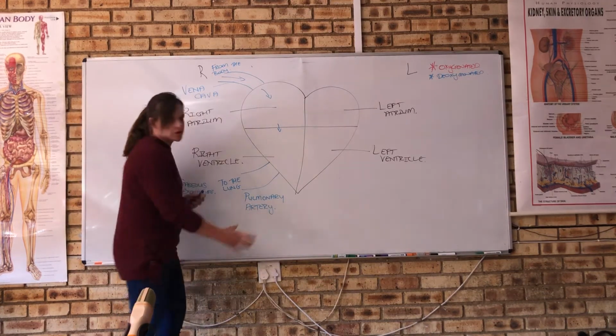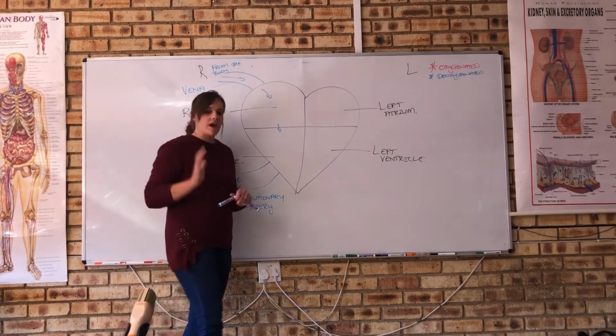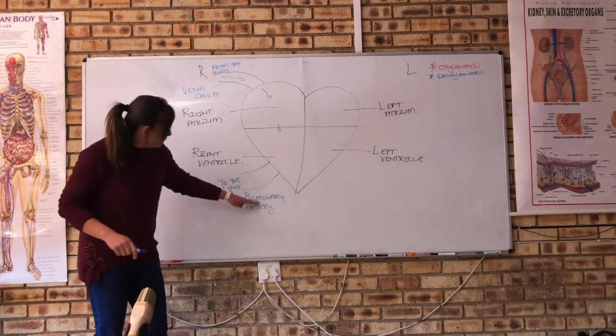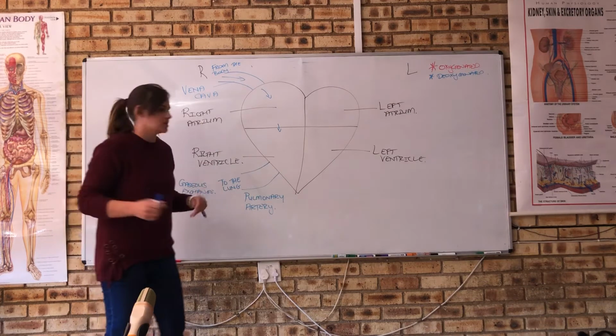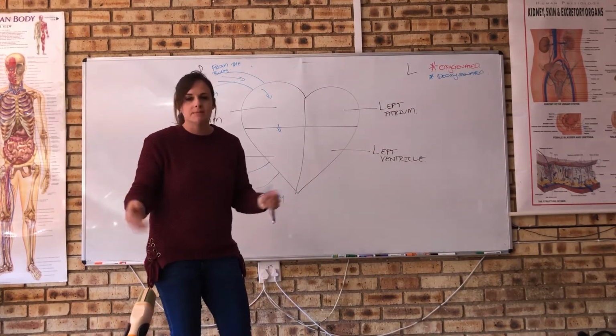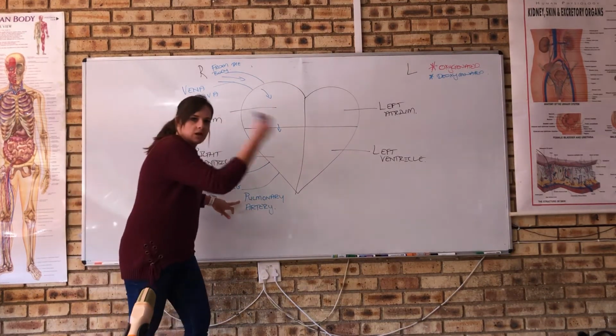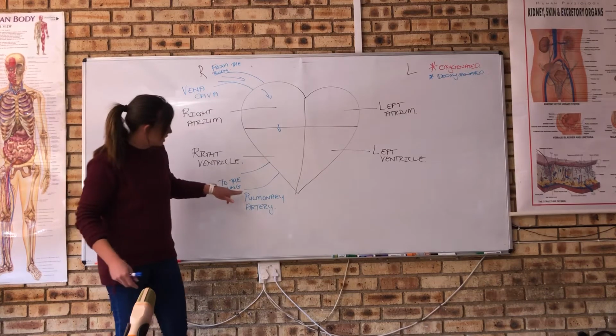Why is it called an artery? Because it is taking blood away from the heart. Any vessel going away from the heart is called an artery. Pulmonary is the word we use for lungs. So if you've watched any documentaries that talk about something called a pulmonary embolism, that's a clot that happens in the lungs. So the word pulmonary means lungs. So this is the artery going to the lungs.